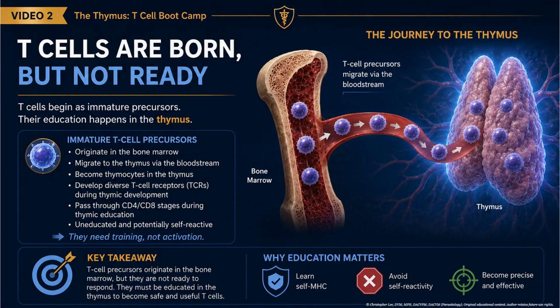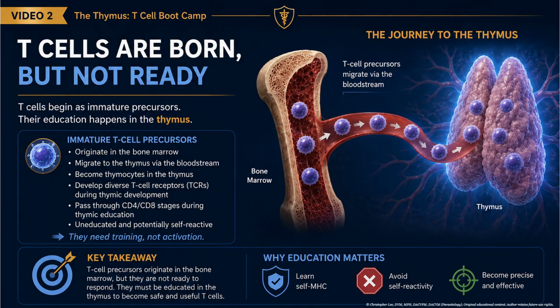In this video, we're going to focus on how the thymus shapes the T cell population before those cells are allowed to circulate through the body. T cell precursors originate in the bone marrow, then migrate through the bloodstream to the thymus. Once there, they become thymocytes and begin the developmental steps that make them useful, safe, and specific. At this early stage, they are not ready to respond.